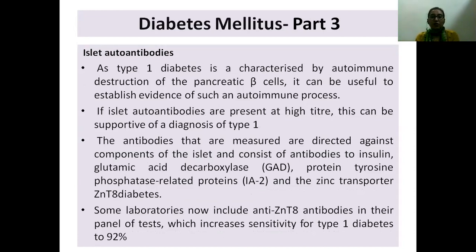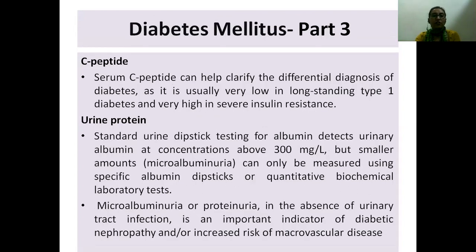So if these autoantibodies are present at high titer, this can be supportive of the diagnosis of type 1 diabetes. These antibodies are measured directed against components of the islet and consist of antibodies to insulin, glutamic acid decarboxylase, protein tyrosine phosphatase related protein, that is IA2, and the zinc transporter, that is ZnT8. Some laboratories now have included anti-ZnT8 antibodies in the panel of the test, which increases the sensitivity for type 1 diabetes to 92%.